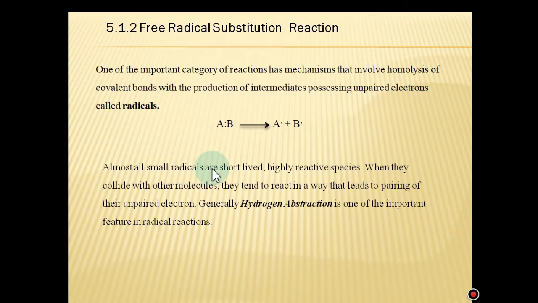Almost all small radicals are short-lived, highly reactive species. When they collide with other molecules, they tend to react in a way that leads to pairing of their unpaired electrons. Generally, hydrogen abstraction is one of the important features in radical reactions.